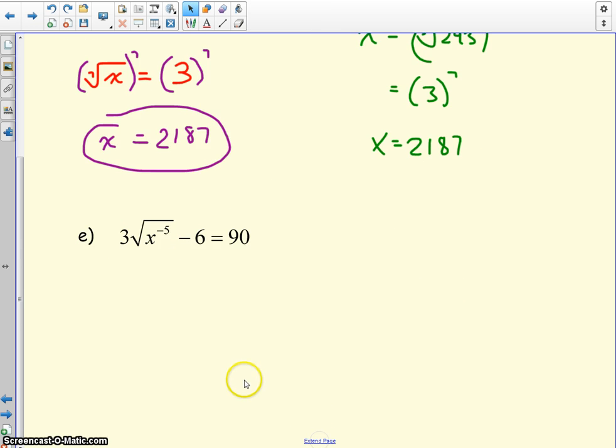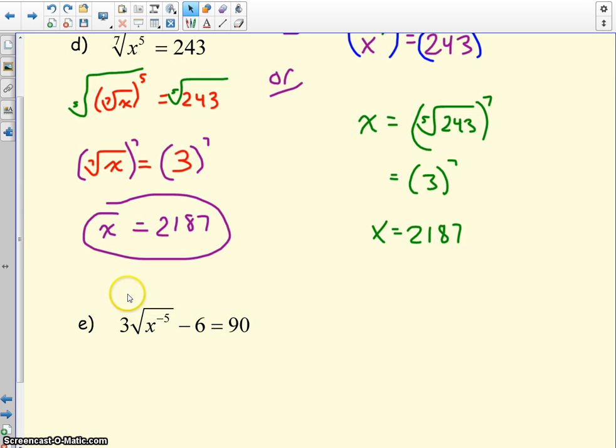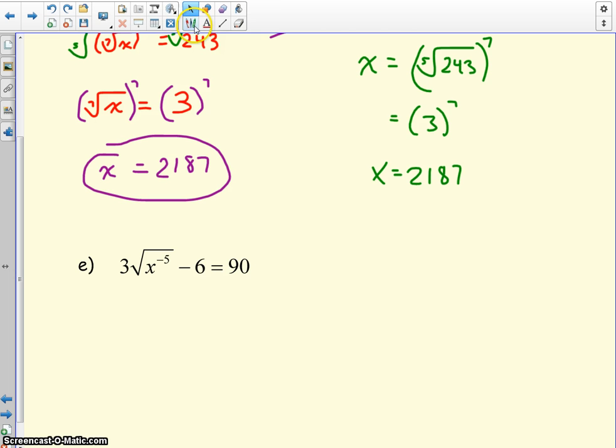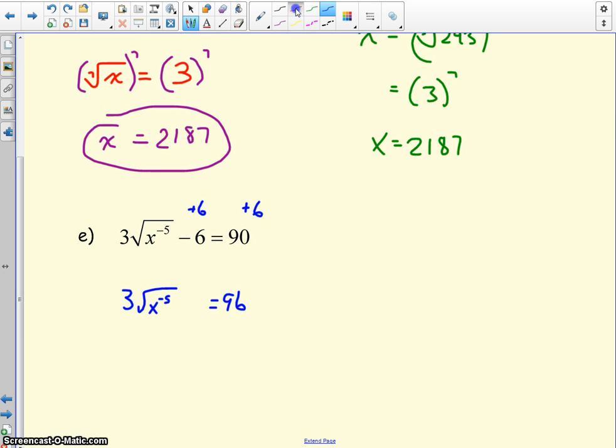Okay, one last one to look at down here. This one's a little bit trickier. You're trying to solve for x here, but you've got other things going on now. Now we have a coefficient on the square root, and we also are subtracting 6 as well. So what we want to do with this is try to get it to look like one of the ones we've done before, and that's going to involve trying to simplify it a bit first. So what I'm going to do here is start by doing a little bit of grade 9 algebra, adding 6 to both sides of the equation. So that'll give me 3 times the root of x to the negative 5, and now I'm going to have 96 over here. Then I'm going to divide both sides of the equation by 3 to get rid of that coefficient.